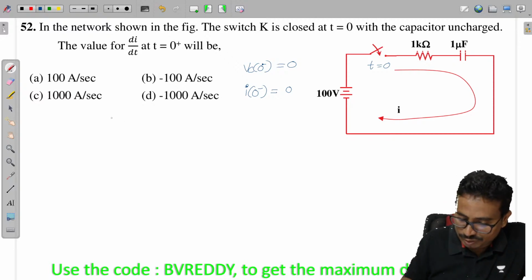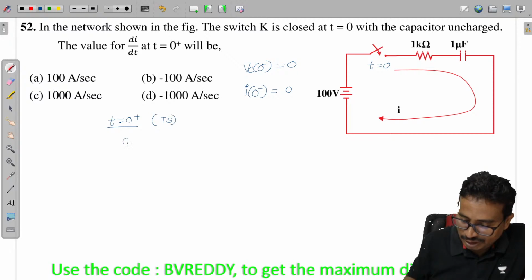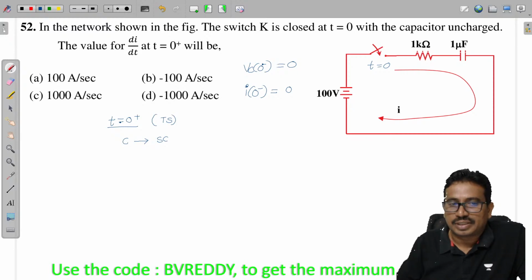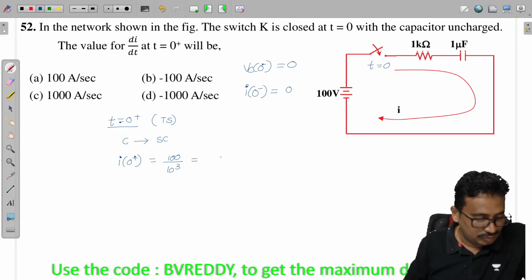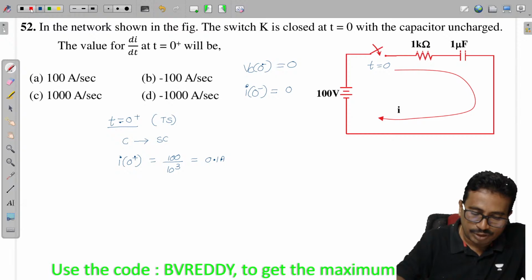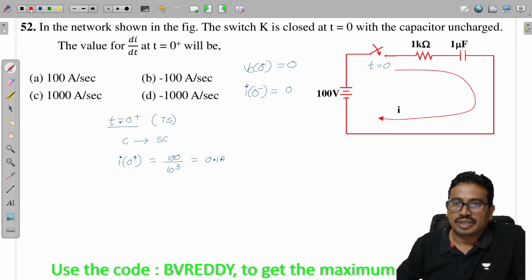Next, at t equal to 0 plus, which is a transient state, the capacitor will behave as a short circuit. So from this, the value of I of 0 plus is equal to 100 by 1k, that is 10 cube. How much is this value? That is 0.1. Check it. This current is 0.1, that is I of 0 plus.